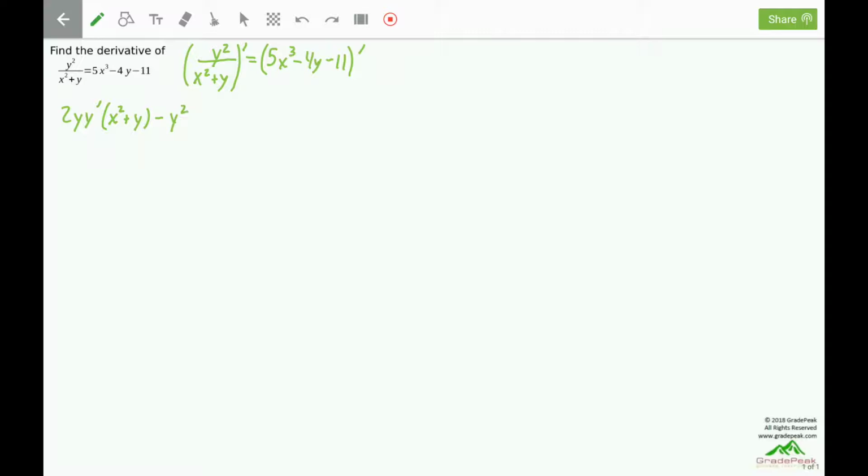minus the numerator left alone times the derivative of the denominator, 2x plus 1 y prime, or just simply y prime. We just took the derivative of a y term. Again, we get a y prime. And then that entire thing divided by the denominator squared equals the derivative of the first term, which is a power rule, minus 4 times the derivative of y, which is y prime.